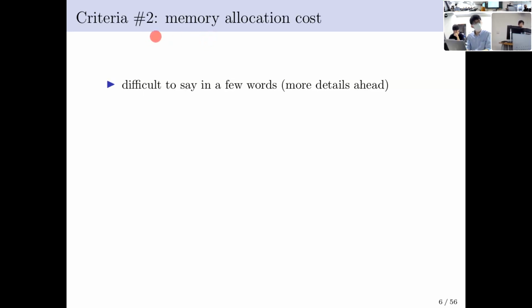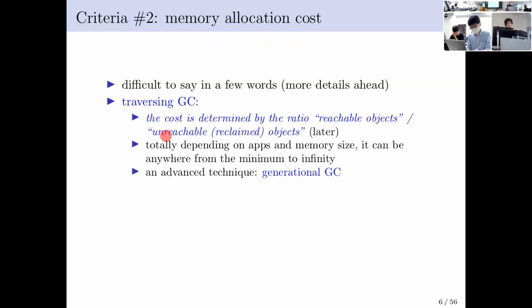The second one is memory allocation cost, which I said will be the most basic and in some sense the most important performance criterion. It is actually difficult to say in a few words that either one is better than the other. More details will come ahead, but generally speaking, this is what I'm going to get into shortly.